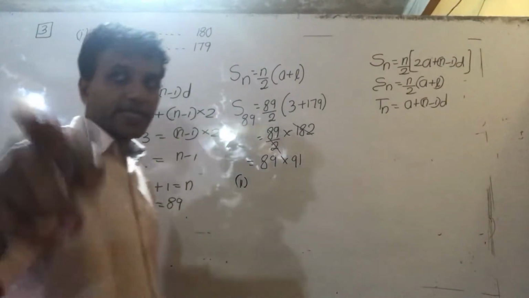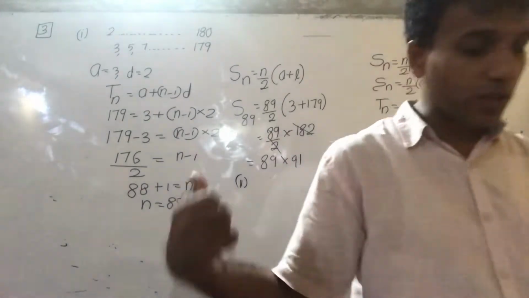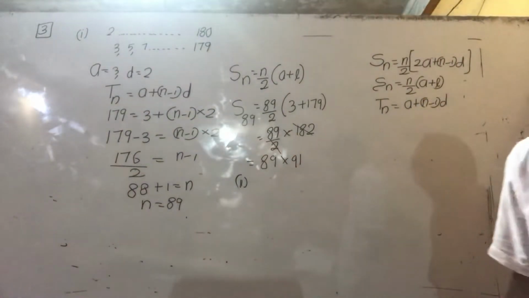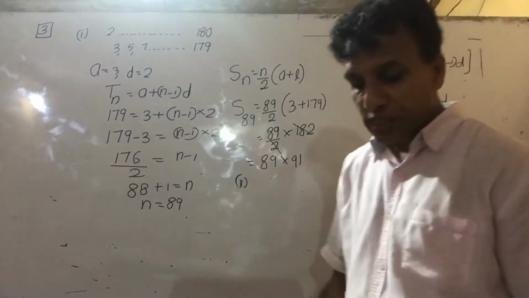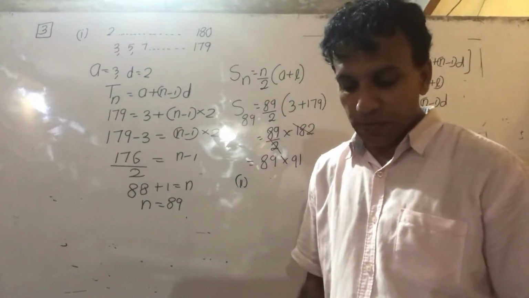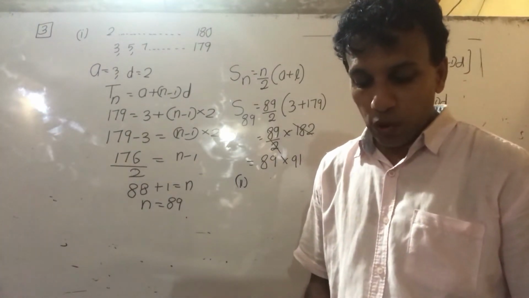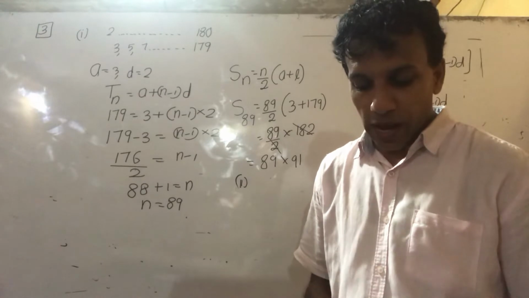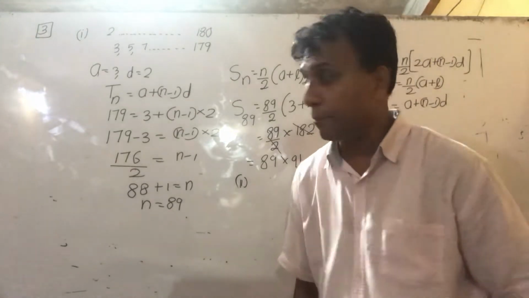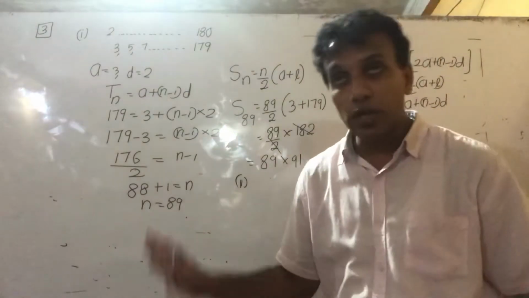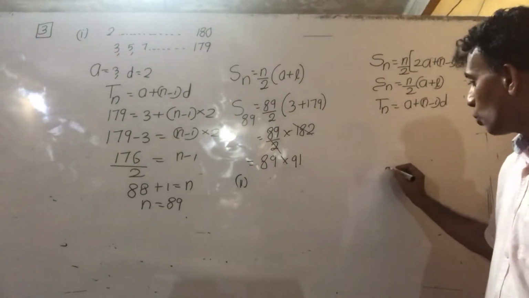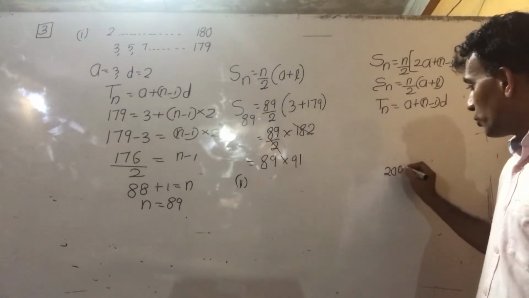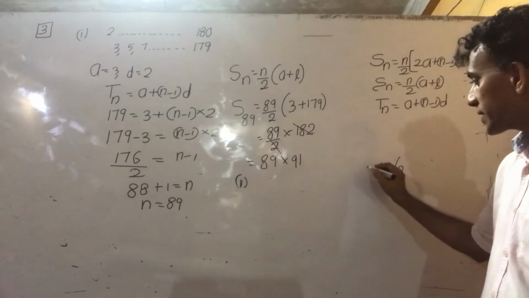Stop the video and try the second part. Try it, then check your answer with my explanation. Find the number of positive terms divisible by 5 below 200 and find their sum. The same idea: they say below 200, therefore you can't take 200. What is the biggest number?